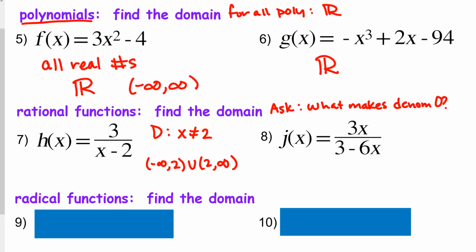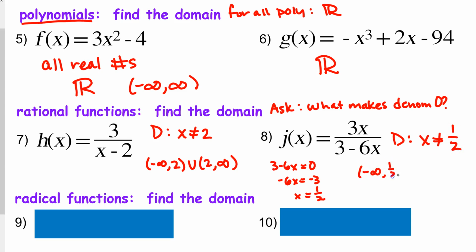Here's another one. It's polynomial. It doesn't matter if the numerator is 0. You can always have 0 on the top, no big deal. What matters is if the denominator is 0. So ask yourself, what makes the denominator 0? We can even work it out. What would happen if 3 minus 6x was 0? Then -6x would be -3, and x would be 1/2. Okay, so 1/2 is the number we can't have. So the domain is everything except 1/2. And again, if you want to write it like this, -infinity to 1/2, union 1/2 to infinity, that's okay too.